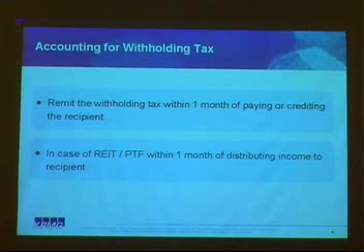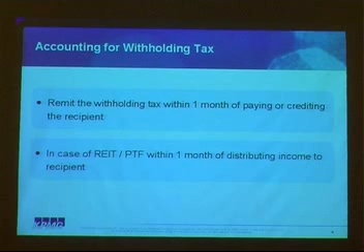So how do you account for withholding tax? The payer has to remit the withholding tax to the IRB within 1 month of paying or crediting the recipient, which is the taxpayer. In the case of a REIT or property trust fund, the withholding tax has to be remitted within 1 month of distributing the income to the recipient. 1 month in this case means the corresponding date of the following month minus 1.